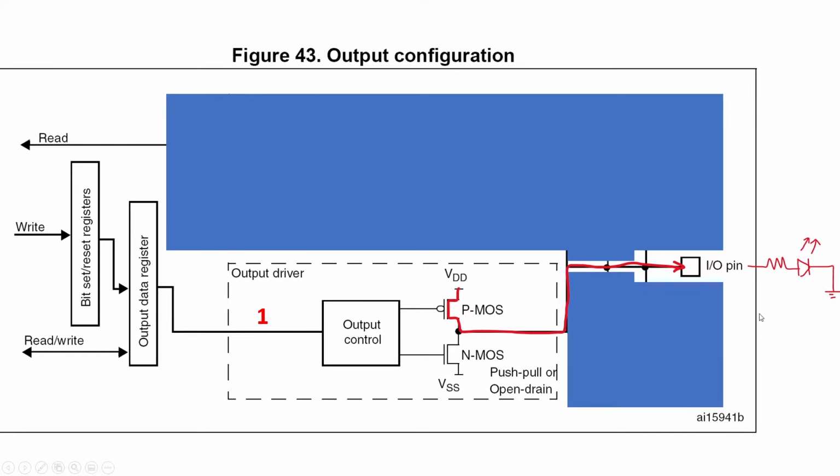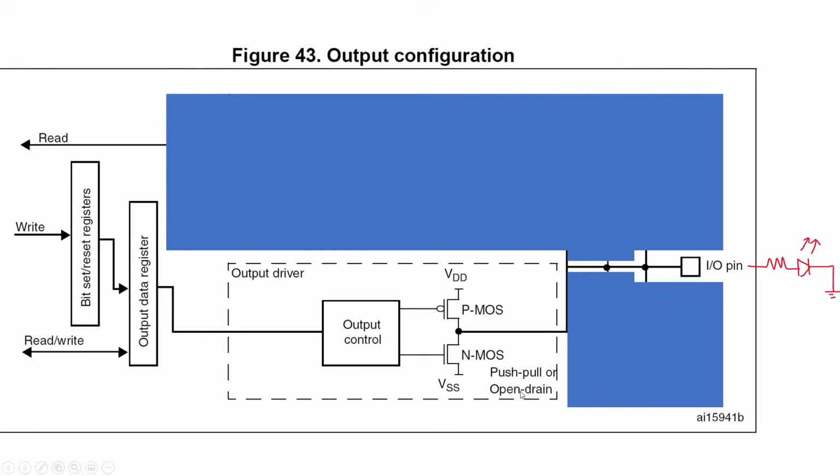Now, what if I want to turn off the LED? I'll write a 0 over here. That will activate the NMOS, and then this particular line will be grounded to 0. Therefore, there will be no voltage and current flowing through the LED. So this is the push-pull configuration.